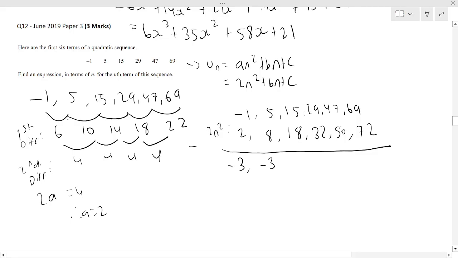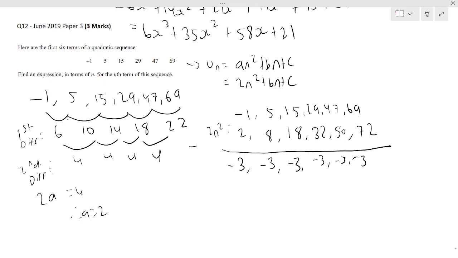5 minus 8 is -3. 15 minus 8 is -3. 29 minus 32 is -3. -3, -3. Okay, now usually this is a linear sequence you get.